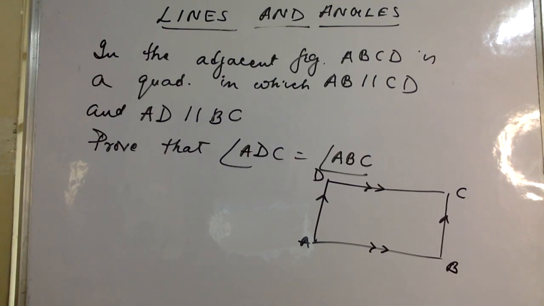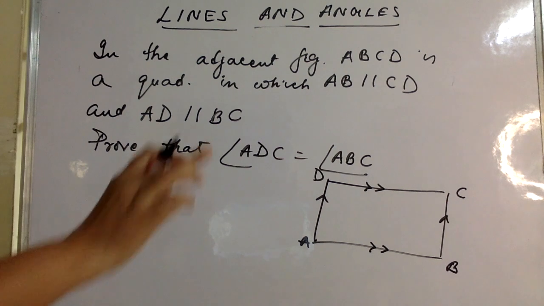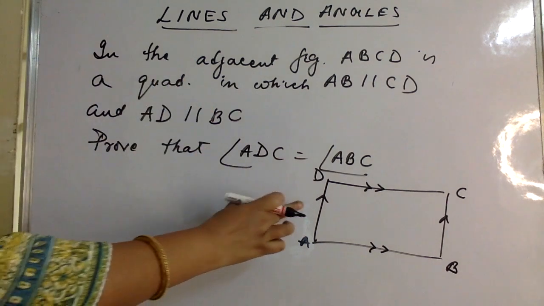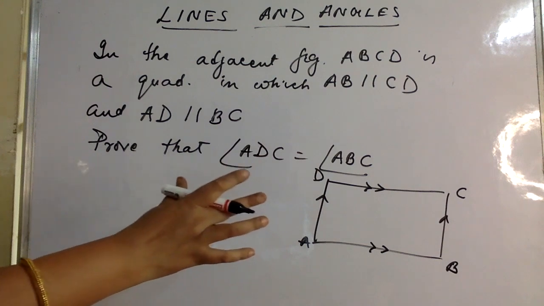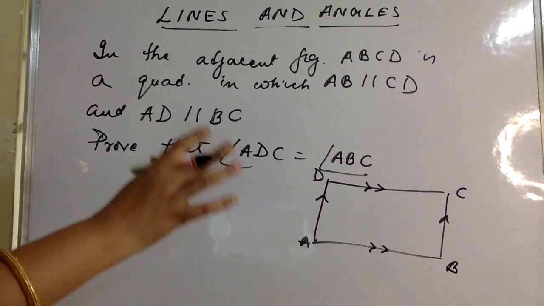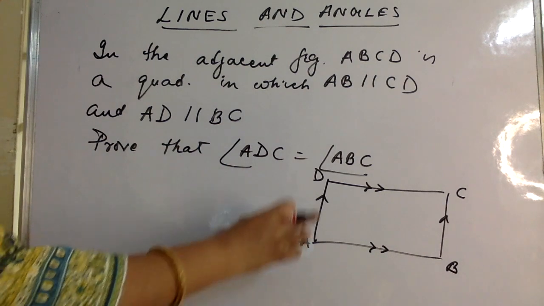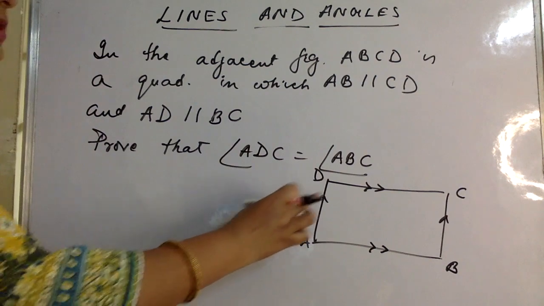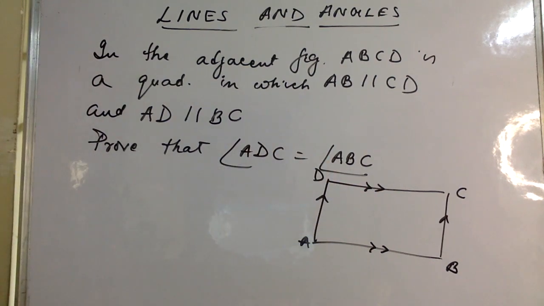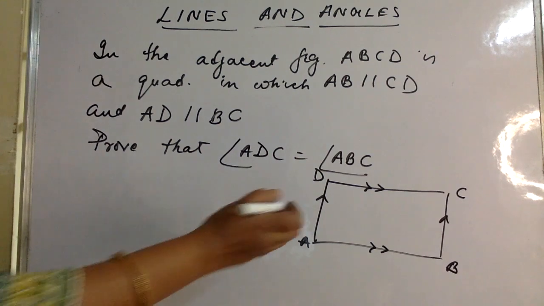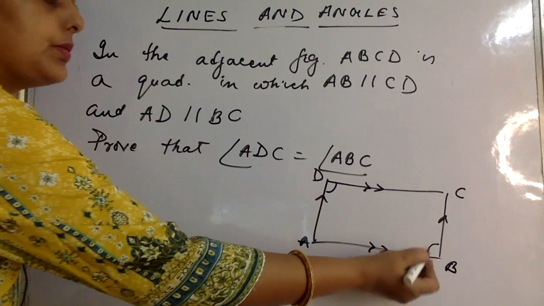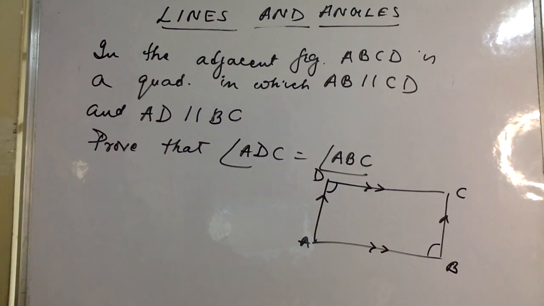In the adjacent figure, ABCD is a quadrilateral. I have written QUAD for quadrilateral. So this is a quadrilateral ABCD, and in this quadrilateral, AB is parallel to CD, and AD is also parallel to BC. You have to prove that angle ADC, that is this angle, is equal to angle ABC. How do you prove it?